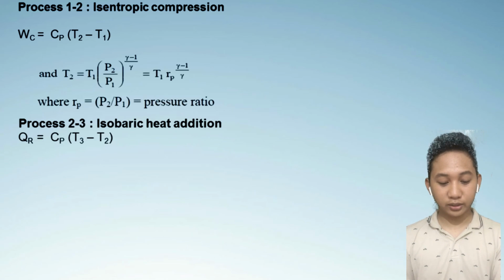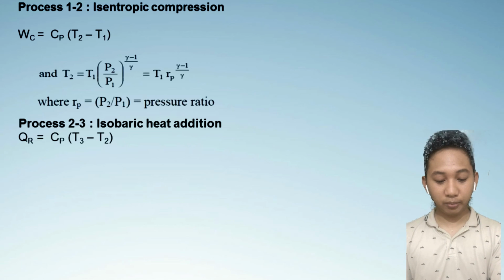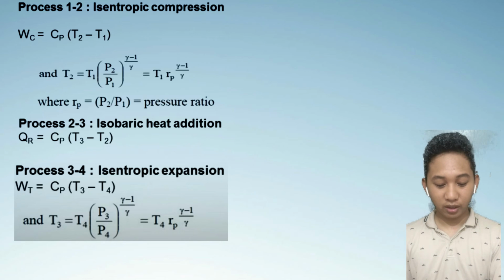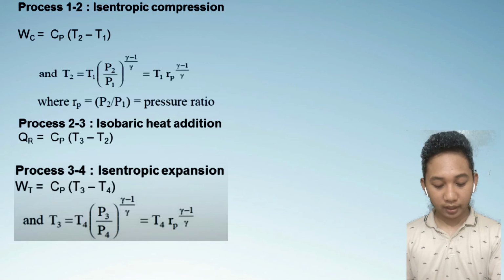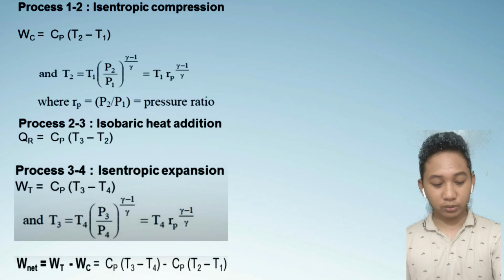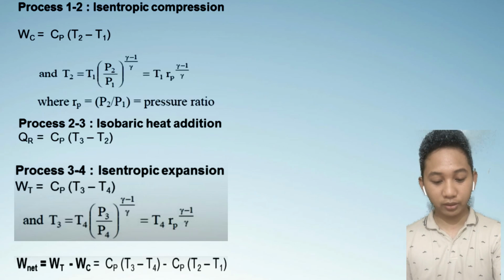Process 2 to 3, isobaric heat addition. Qin equals Cp, T3 minus T2. Process 3 to 4, isentropic expansion. Wt equals Cp, T3 minus T4, and T3 equals T4 (P3 over P4) to the power gamma minus 1 over gamma, equals T4 Rp to the power gamma minus 1 over gamma. Wnet equals Wt minus Wc, equals Cp, T3 minus T4, minus Cp, T2 minus T1.